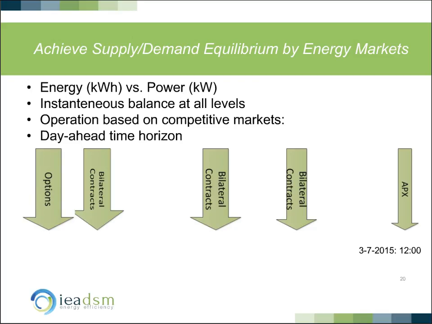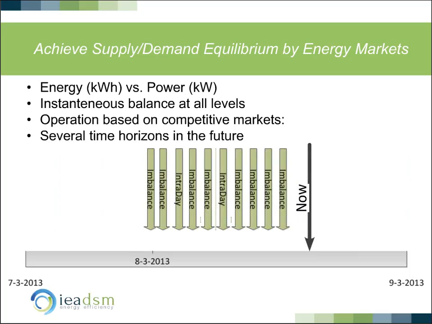And if you then go to the day of delivery itself, even there you have imbalance market cycles and also intraday market cycles, leading to an exact balance just at the moment that the electricity will be delivered. So there is a whole cascade of markets, which has as a result that during a certain period there is a continuous balance at all levels.